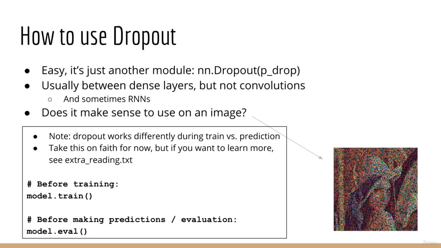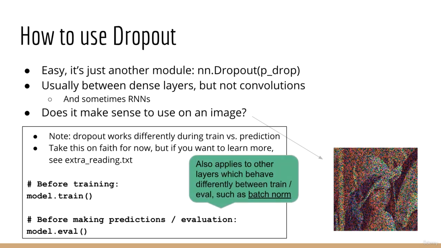So because of this, PyTorch has two modes for your model, train mode and eval mode. Basically, before you do any training, you should make sure your model is in train mode by calling model.train. Before you do predictions, you can switch to eval mode by calling model.eval. And note that this also applies to other layers which behave differently during training, such as batch norm, which will be discussed later.